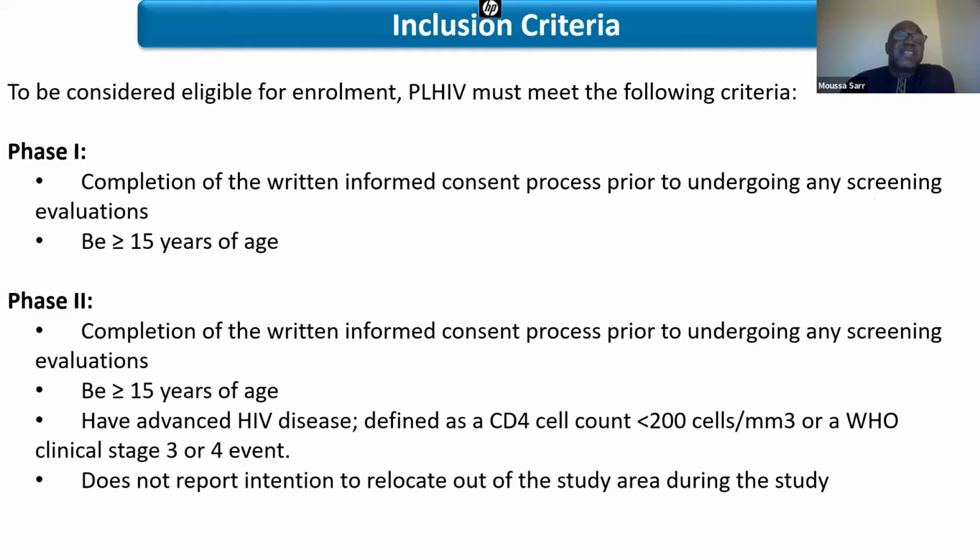The inclusion criteria for both phases: completion of a written informed consent form and being 15 years old and above. For phase two, in addition to that, they'll have to have an advanced HIV disease diagnosis based on CD4 less than 200 or a WHO clinical stage of 3 or 4. We also don't want them to relocate during the follow-up period.